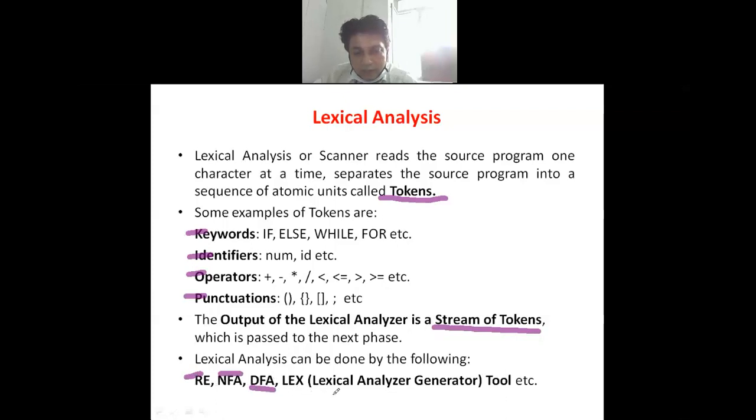And here there are some other tools as well, specific to building the lexical analyzer. One of the most popular tools for the lexical analysis phase is the Lex tool. Lex is the acronym for lexical analyzer generator. It is a very popular tool, and in your unit 1 we are going to study the Lex tool in detail.